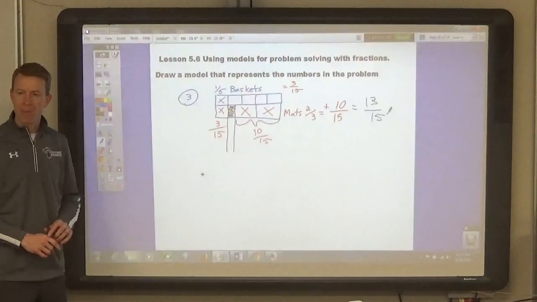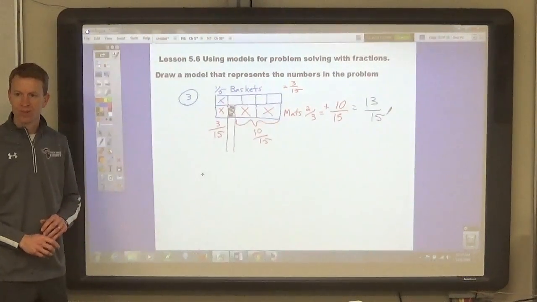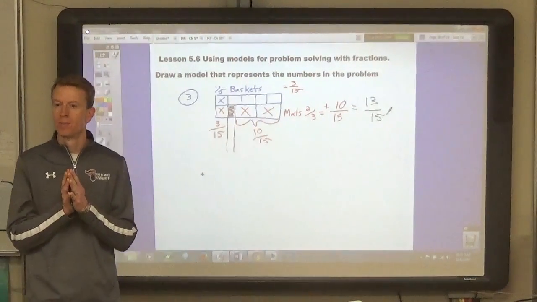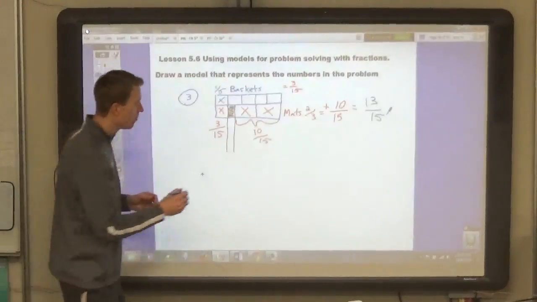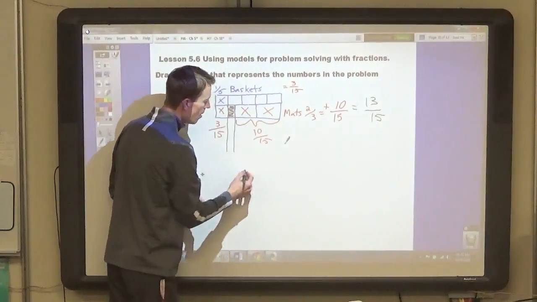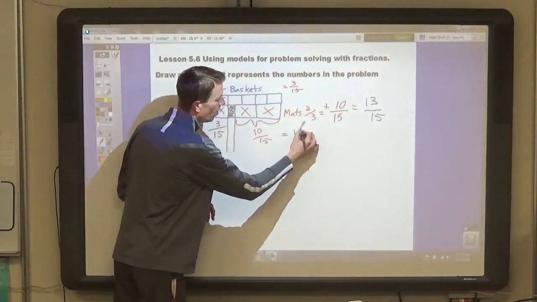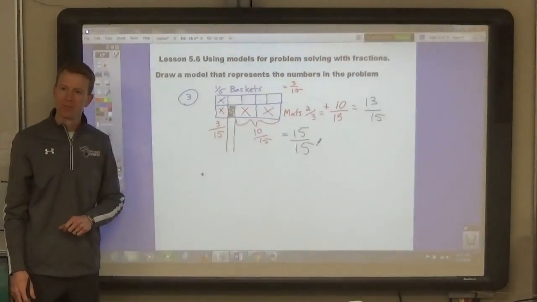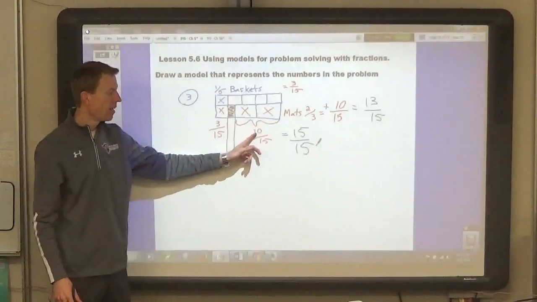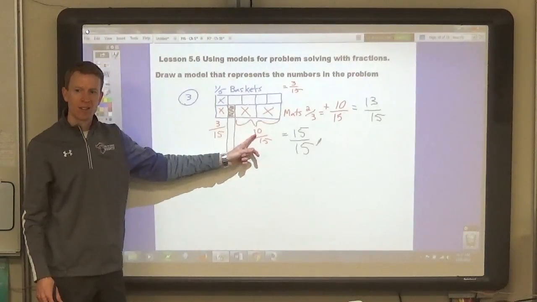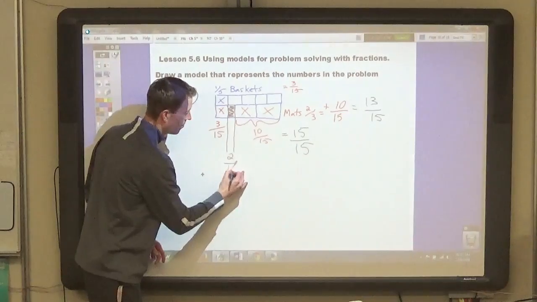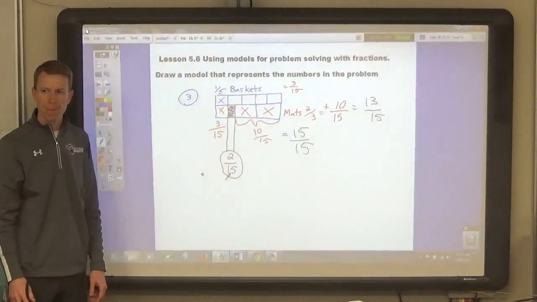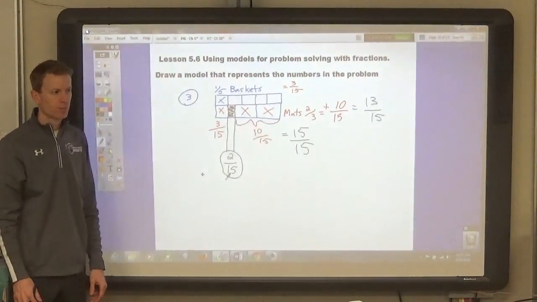Now, what's the remaining amount? In order to get the whole, what number would represent the whole? 15/15ths, yep. 15/15ths would represent the whole. So now, how much is remaining? 3 plus 10 plus what is 15? 2. 2/15ths of the class. Okay? 2/15ths.